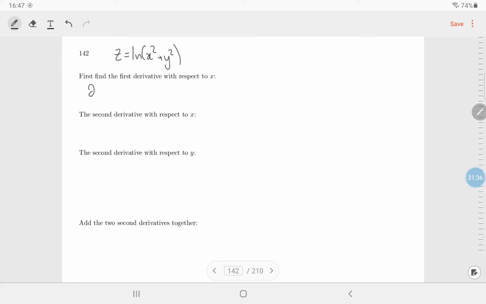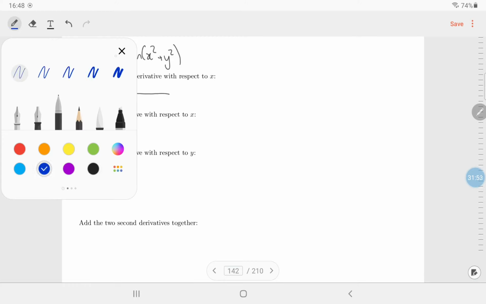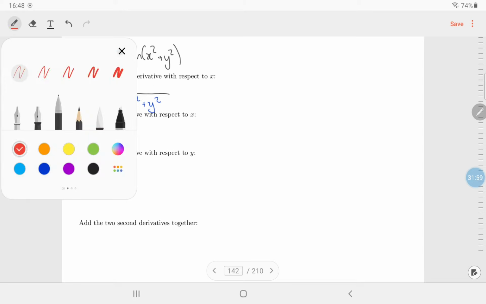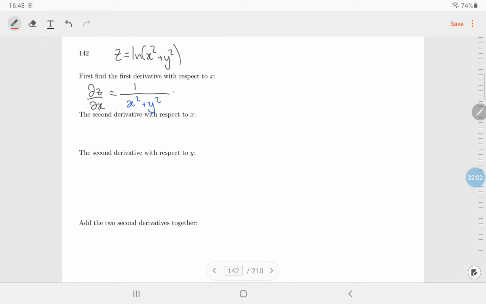So the derivative of z with respect to x. It's not as simple, it's not log of x, it's log of a function of x, so we need to use the chain rule. The chain rule says differentiate the outside function: the derivative of log of x is 1 over x. Evaluate at the inside, that's x squared plus y squared. Then multiply by the derivative of what's inside. The derivative of x squared plus y squared with respect to x: the derivative of x squared is 2x, and y is a constant, so its derivative is 0. So this is equal to 2x divided by x squared plus y squared.